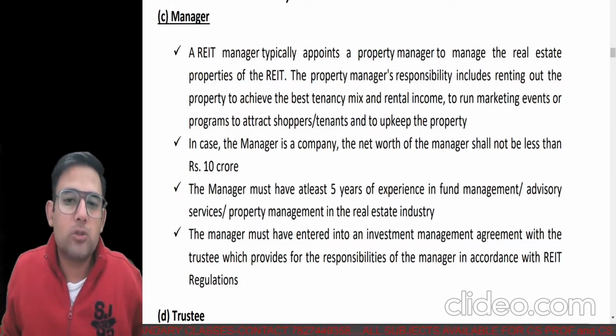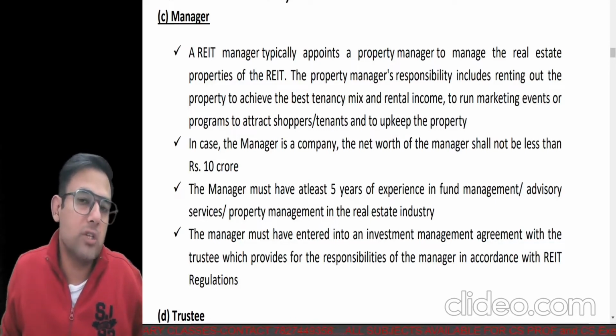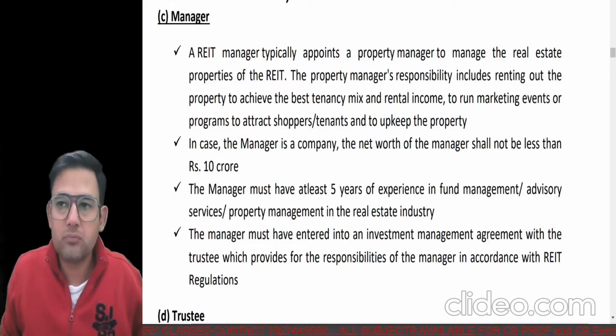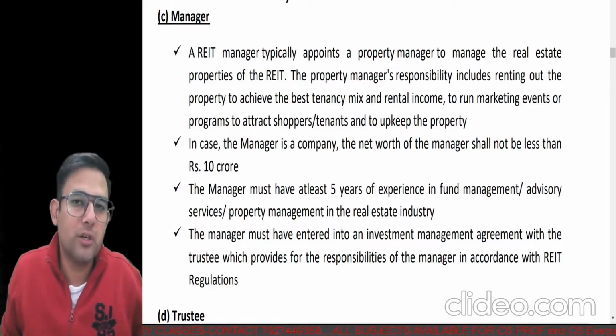So the manager also needs to have an experience of 5 years, and their net worth should be at least 10 crores. So rather than 100 crores, which is the minimum net worth of the sponsor, when it comes to the manager, this has been reduced 10 times. From 100 crores, it is 10 crores.